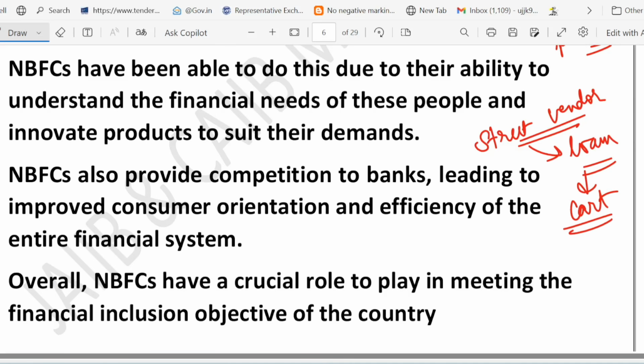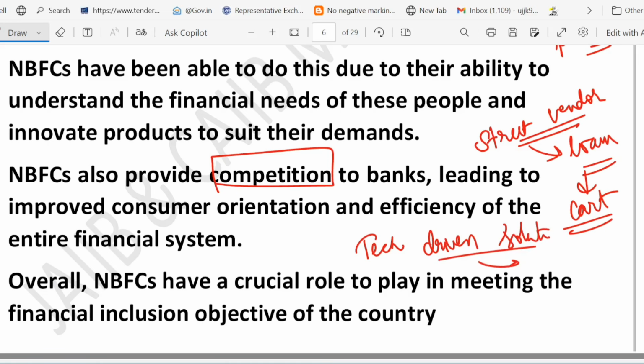Next point is healthy competition for banks. Healthy competition means NBFCs force banks to improve service and lower rates, right? Because of NBFCs, banks now offer faster gold loans at competitive rates. And finally, there was a tech driven solution, which means use of applications, digital lending and paperless processes. So you can get a personal loan in 10 minutes via an NBFC app.